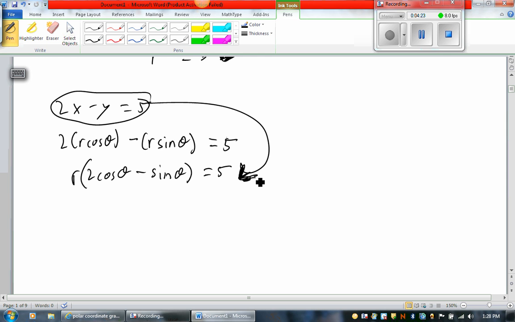But this time we see that the rectangular version is actually a simpler version. I would much rather deal with that equation than start to do this. This really didn't benefit us any. So sometimes it's simpler, sometimes more complicated.